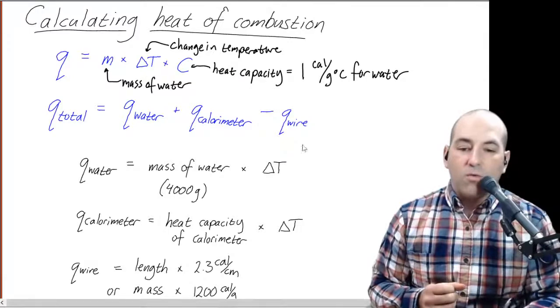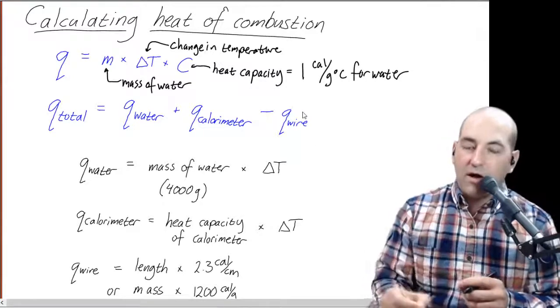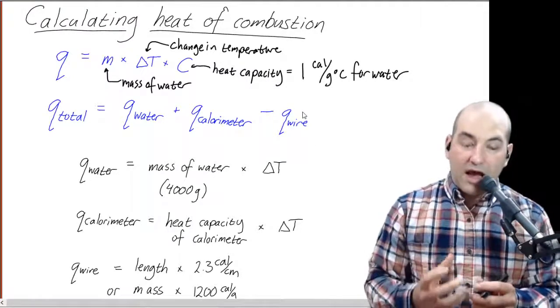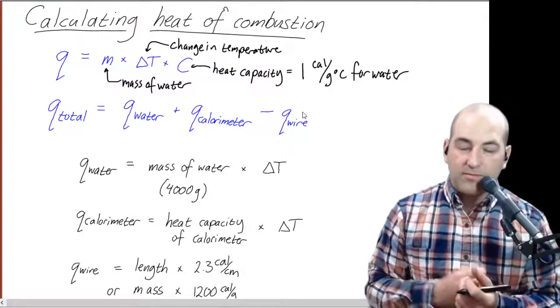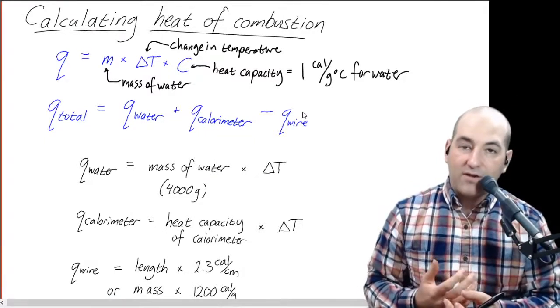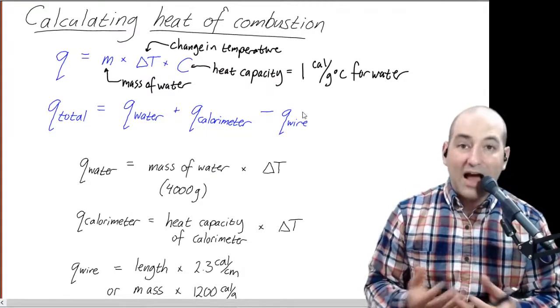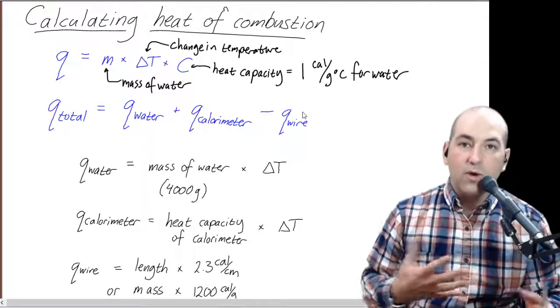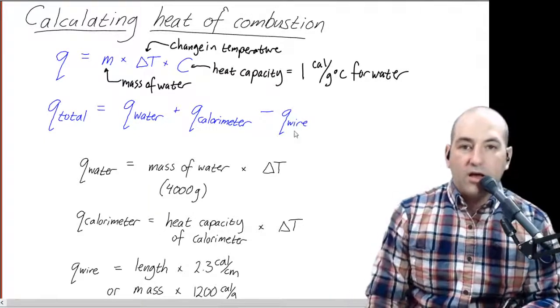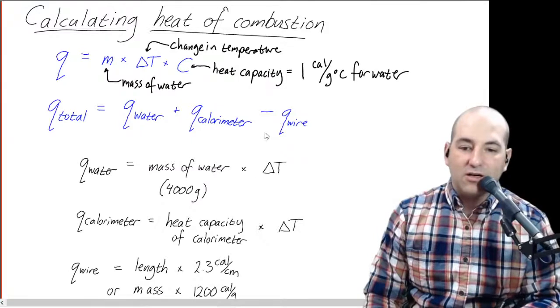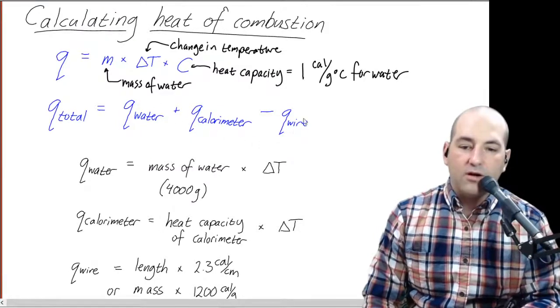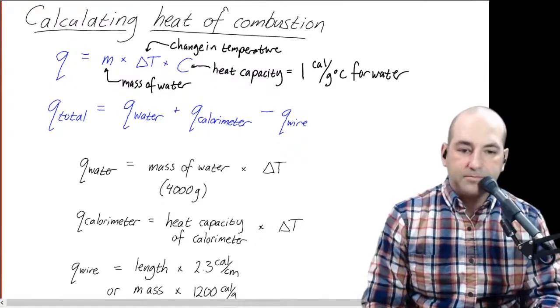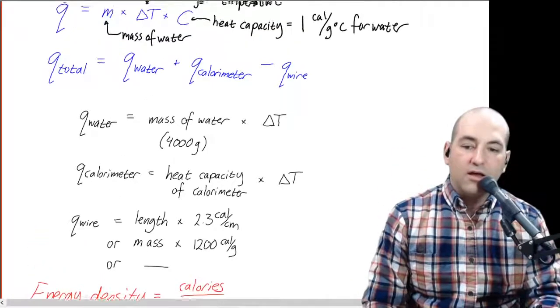And then there's also the wire itself. Remember I said there was a wire inside there that we're going to get red hot to start the combustion. And that's giving off energy that is not coming from the biodiesel. So we need to correct for that energy from the wire. So we actually subtract that term. So we've got these three terms here, the heat from the water, the heat from the calorimeter, and the heat of the wire. And each one is calculated under here.